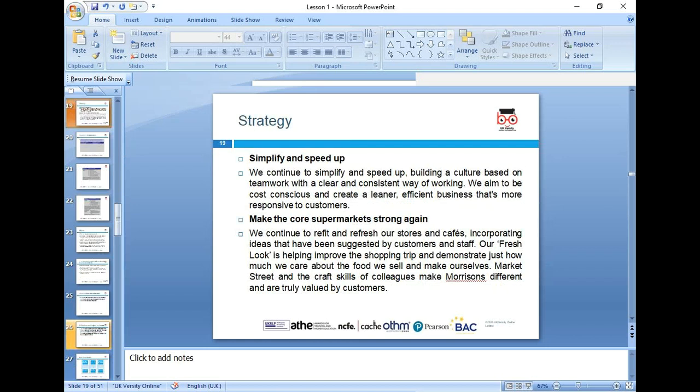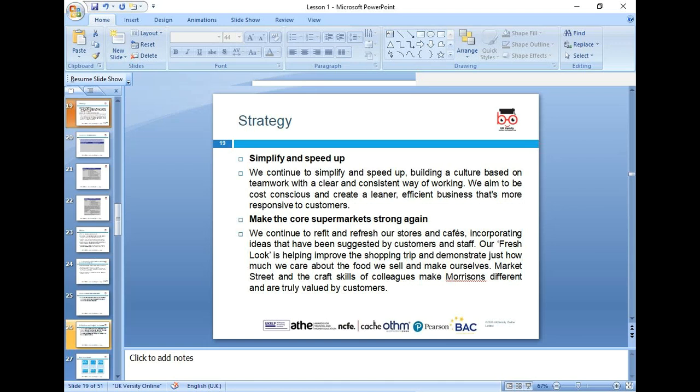Yes, they started click and collect. They started home delivery and made the core supermarkets strong again. They are looking at their core business, because maybe Tesco, Asda and various others are looking more diverse. They focus more on the core business. Their core business is all about food.